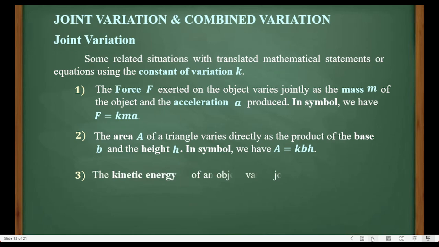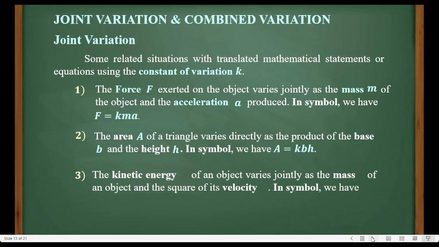Next, number 3, the kinetic energy of an object varies jointly as the mass of the object and the square of its velocity. So, the kinetic energy can be denoted by capital letter E with a subscript of k, the mass is small letter m, and the velocity is small letter v. So, in mathematical symbol, we have E sub k is equal to kmv squared.